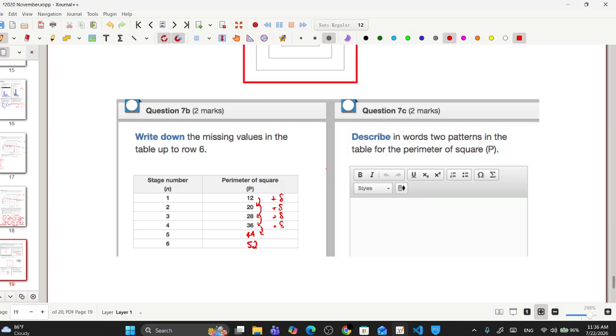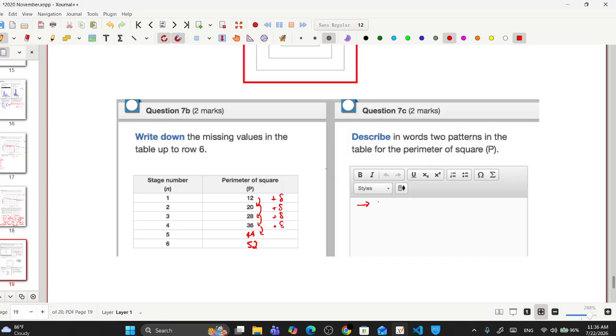Describe in words two patterns in the table for the perimeter of square P. Now, this describing part gets a bit confusing to a few students. How to solve this one? In order to describe in words the patterns, first things first, we should always talk about the increase or decrease or the change.